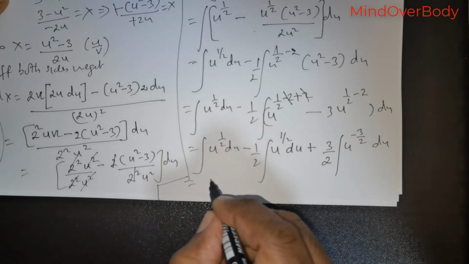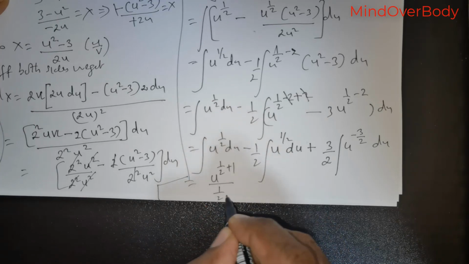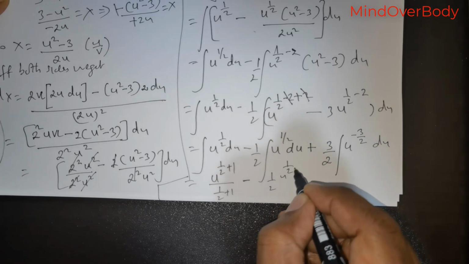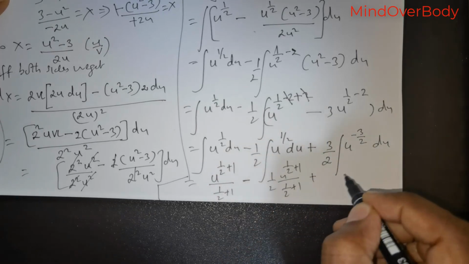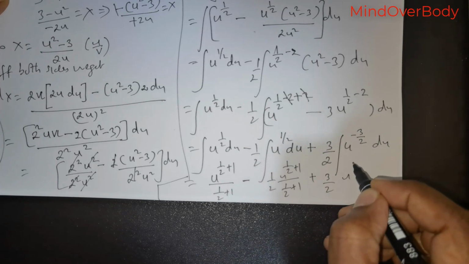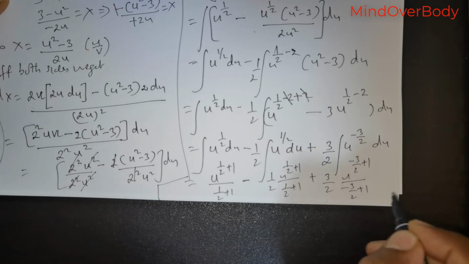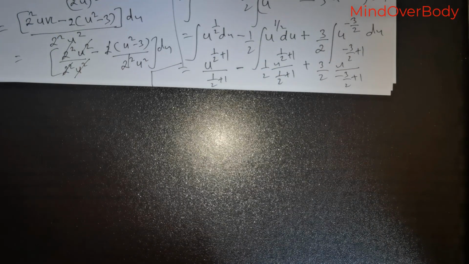directly integrate this. So this is going to be u raised to the power of 1/2 plus 1, divided by 1/2 plus 1, minus 1/2, u raised to the power of 1/2 plus 1, divided by 1/2 plus 1, plus 3/2, u raised to the power of negative 3/2 plus 1, divided by negative 3/2 plus 1. Now let me go to this side of the page.